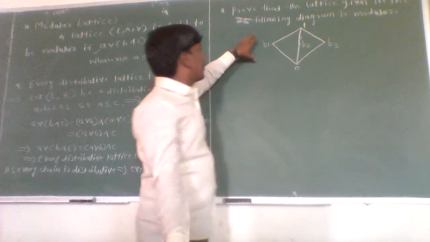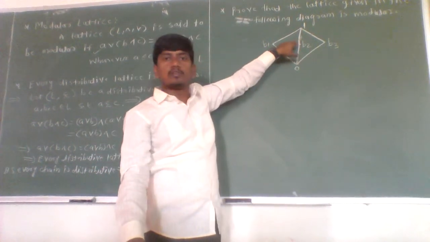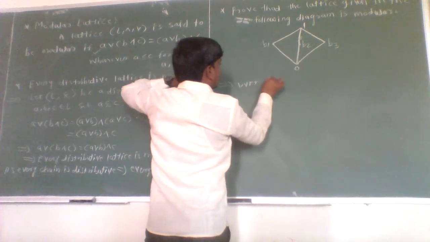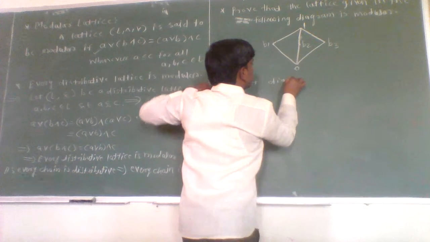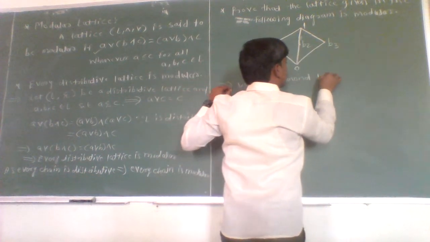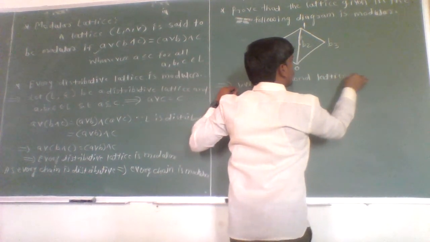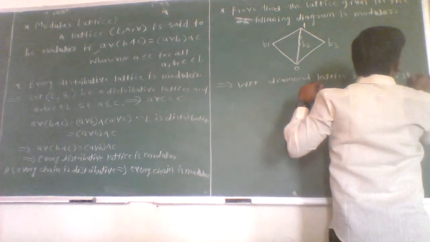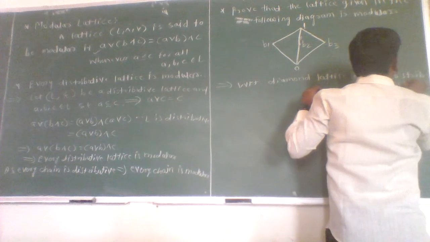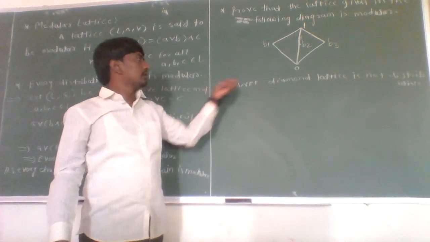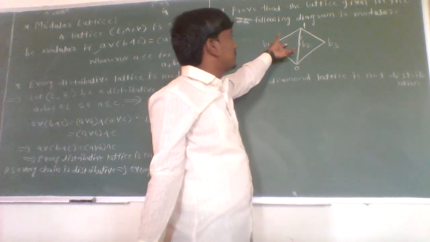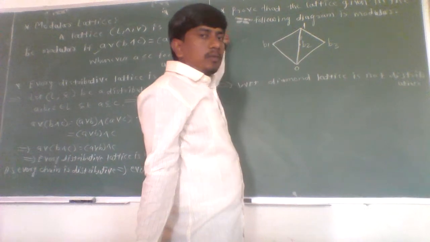In previous lectures, we have already proved that the diamond lattice is not a distributive lattice. We know that the diamond lattice is not distributive since it does not hold the property of a distributive lattice, that is, A join (B meet C) equal to (A join B) meet (A join C) does not hold in this given diamond lattice. Therefore this one is not a distributive lattice, and we have already seen this in the previous lecture.